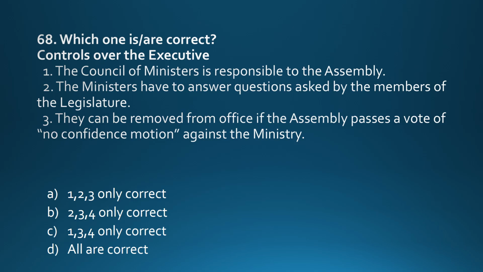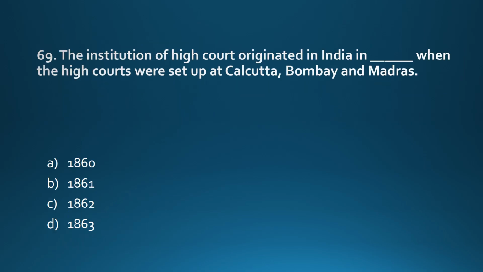Question number 68. Which one is or are correct? Controls over the executive. 1. The Council of Ministers is responsible to the Assembly. 2. The ministers have to answer questions asked by the members of the legislature. 3. They can be removed from office if the Assembly passes a vote of no confidence motion against the ministry. Option A 1, 2, 3 only correct. Option B 2, 3, 4 only correct. Option C 1, 3, 4 only correct. Option D all are correct. Correct answer is option D. All are correct.